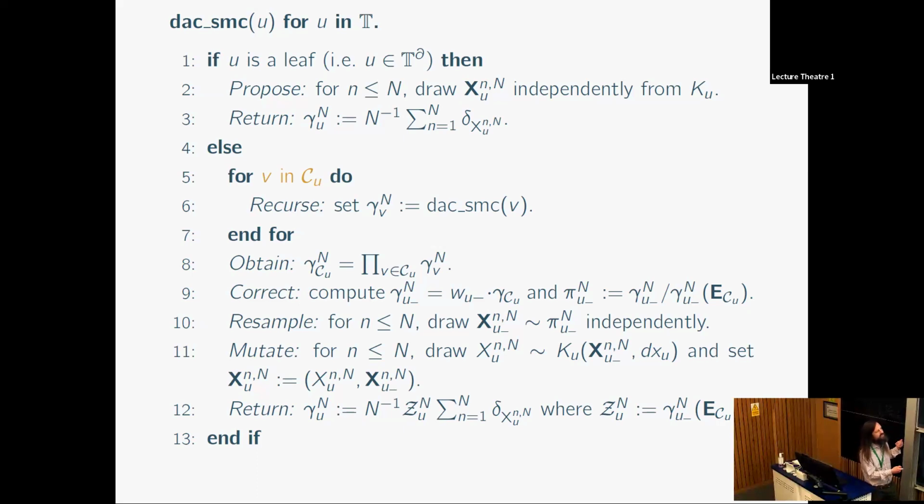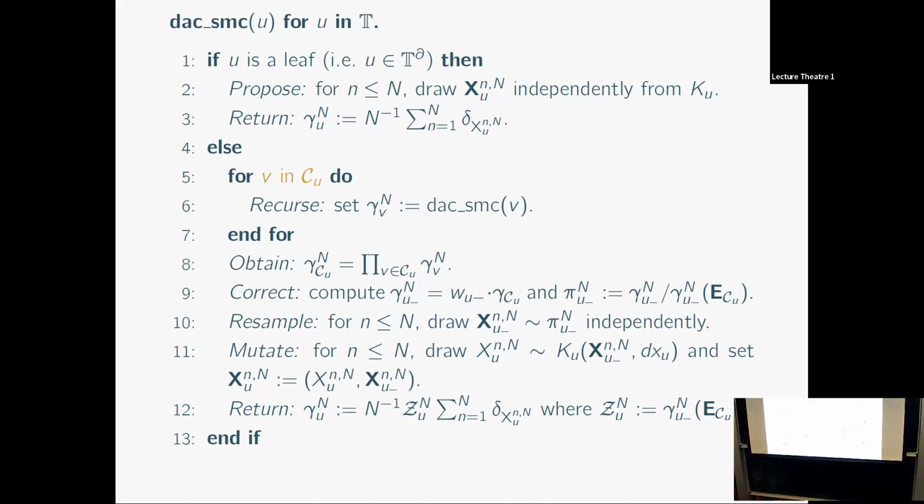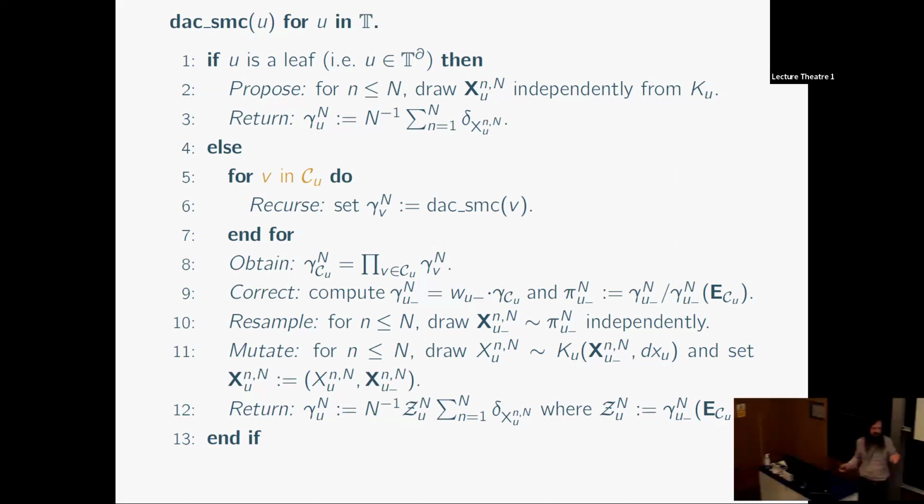You mutate in the sense of sampling the new variables you might need. And you now have a particle approximation of the auxiliary measure at that node. You can do a trivial resampling step to extract an estimate of the actual target at that node. And then you just recurse.